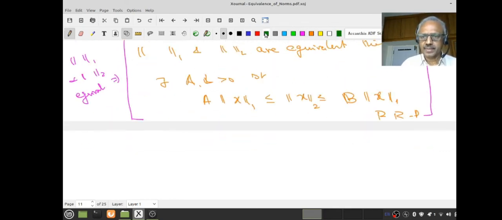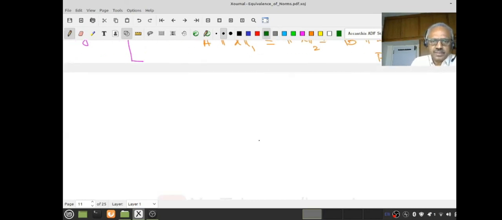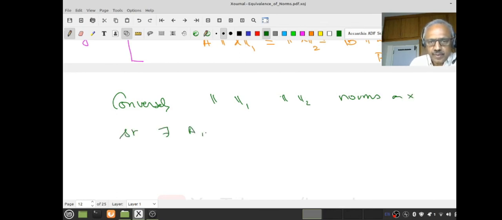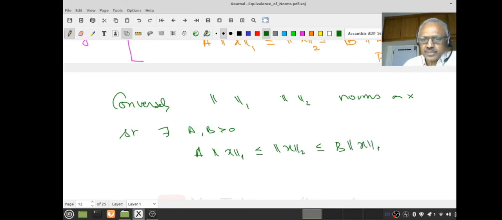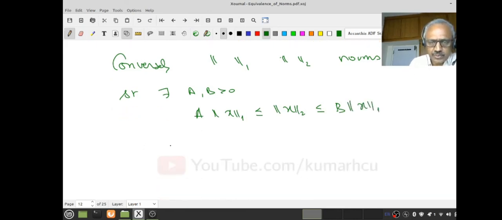Now conversely, let these be norms on X, so that there exist positive constants a and b, so that a times the first norm is less than or equal to the second norm, which is less than or equal to b times the first norm. Then I want to show the norms are equivalent.